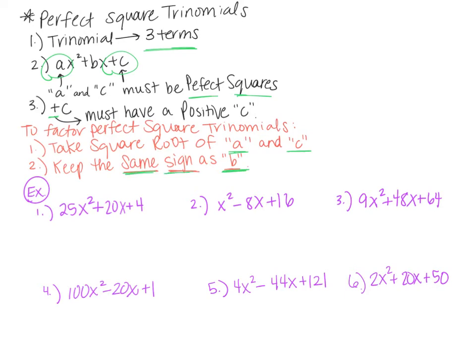Okay, so let's look at a couple examples. Okay, so the first thing I'm going to do is I'm going to make sure that it is able to be factored by perfect square trinomials. So there are 3 terms here.